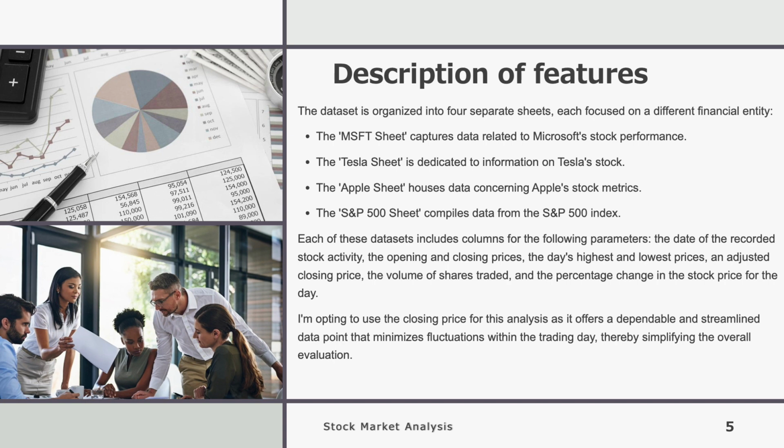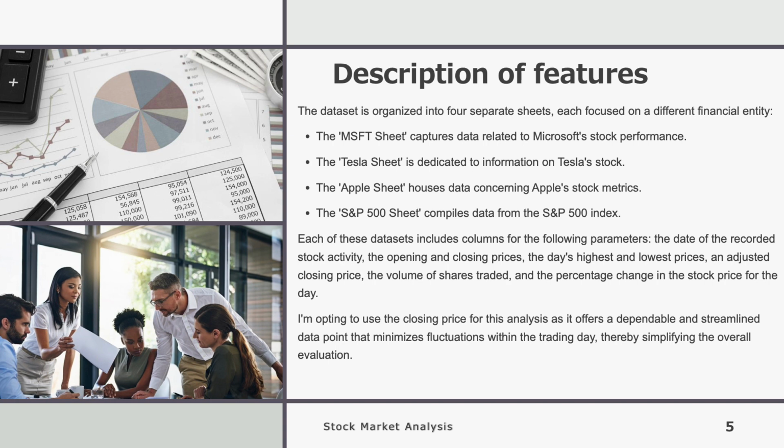Description of features. The data set is organized into 4 separate sheets, each focused on a different financial entity. The MSFT sheet captures data related to Microsoft stock performance. The Tesla sheet is dedicated to information on Tesla stock. The Apple sheet houses data concerning Apple's stock metrics. The S&P 500 sheet compiles data from the S&P 500 index.